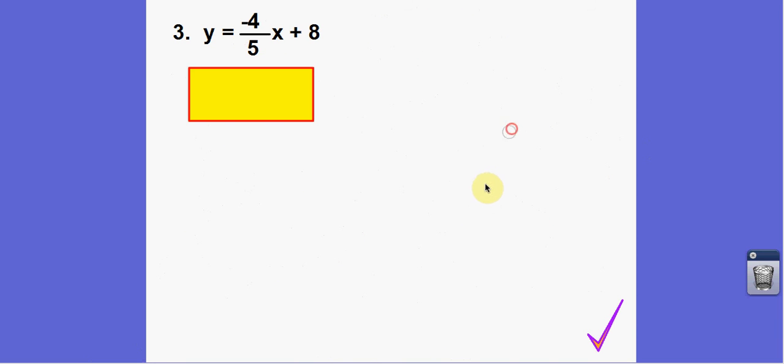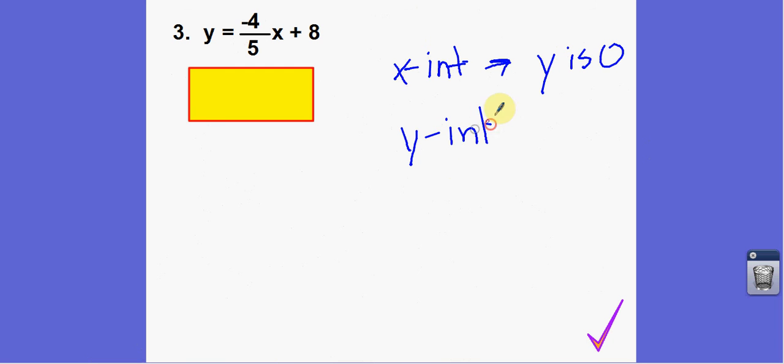Alright, so the big thing to remember, we'll write it right on this page. For the x-intercept, y is 0. And for the y-intercept, you make x 0. And that'll help you find your intercepts.